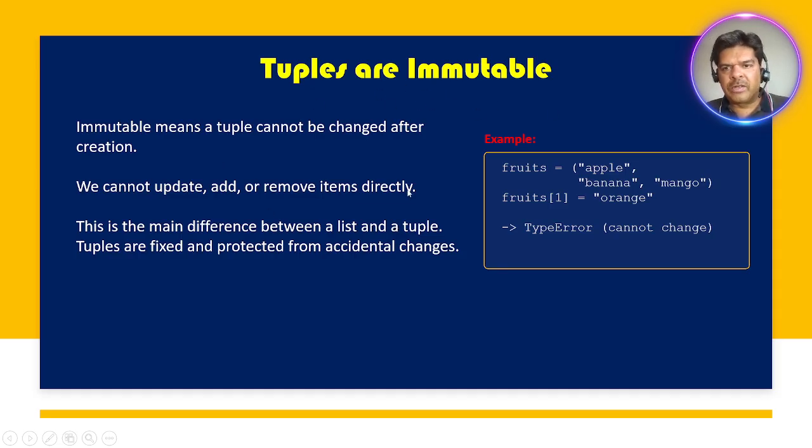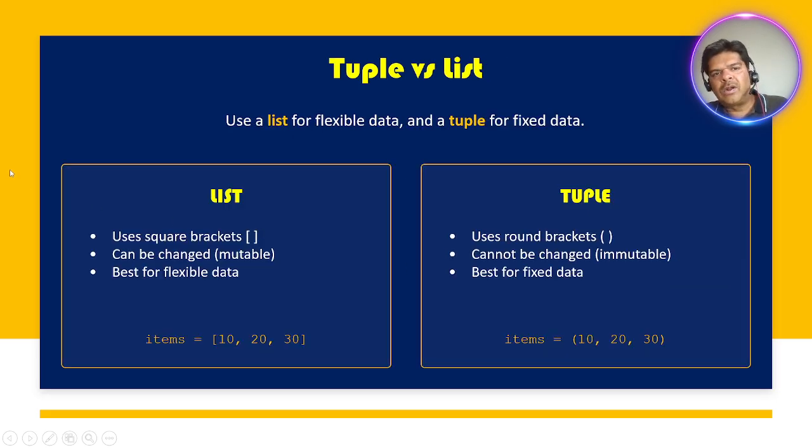Tuples are immutable. We've just seen it. Immutable means a tuple cannot be changed after creation. We cannot update, add or remove items directly. This is the main difference between a list and a tuple. Tuples are fixed and protected from accidental changes. It will not allow changes. This is the difference between a list and a tuple. So use square brackets for creating a list.